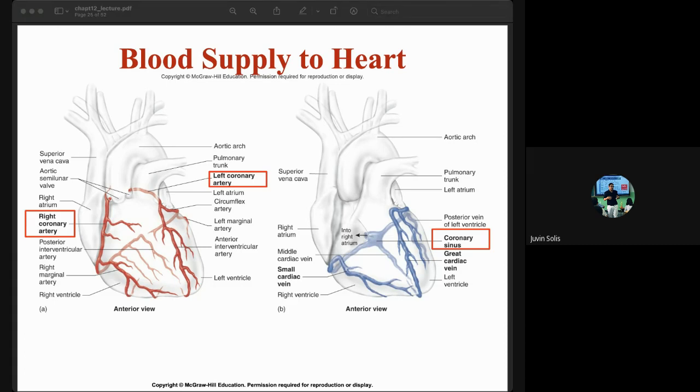Now let's go here to letter B. This is your cardiac veins. So yung veins, it drains the blood from your cardiac muscle, and most of them drain into, again, on this one, which is your coronary sinus. So most of the blood dito nadidrain.